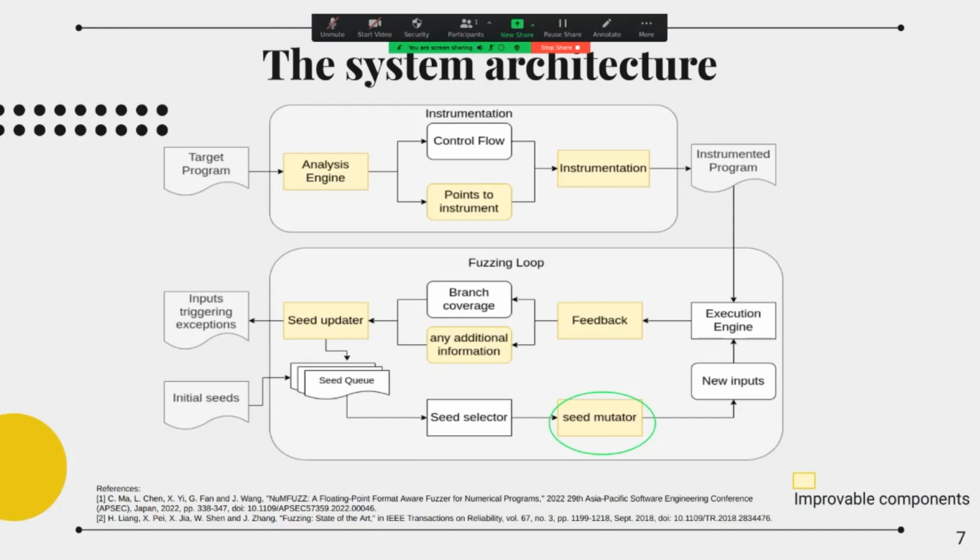But wait, here's where the real fun begins. We've got this cool mutator, and it's like a seed magician. It generates new seeds, all fresh and ready to be used as inputs to fuzz the target program. And that's how the magic happens. With these new seeds, we keep fuzzing the program, exploring all sorts of possibilities and pushing it to its limits. It's like an adventure, finding vulnerabilities and making the program more robust. So, it's all about instrumenting, fuzzing, and mutating those seeds to make our fuzzer a fuzztastic success.